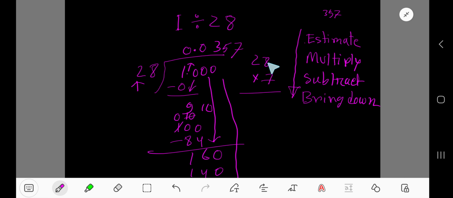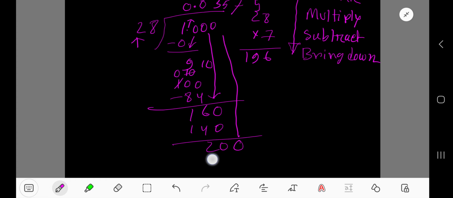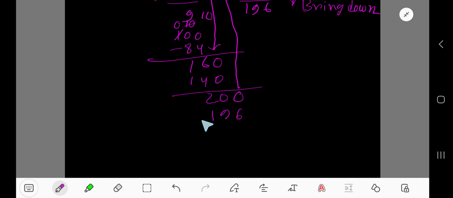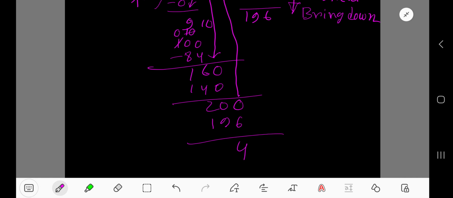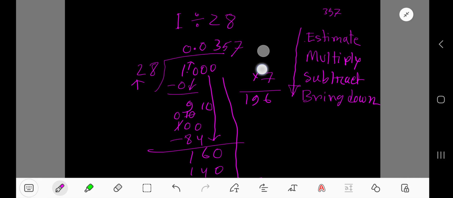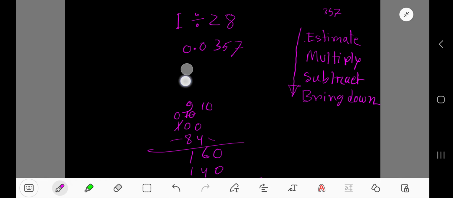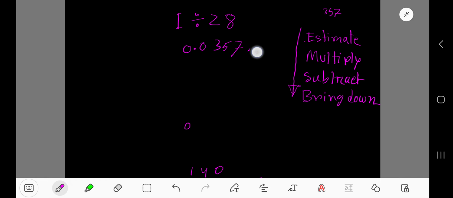7 times 8, 56. Write 6, carry 5 to the next column. And 7 times 2, 14, 14 plus 5, 19. 196. This is perfect, right? 196. If you subtract, you will get 4. Okay, but our remainder is 4. This means this process will continue. If you want to, you can place here 3 dots to mean that this process will continue.